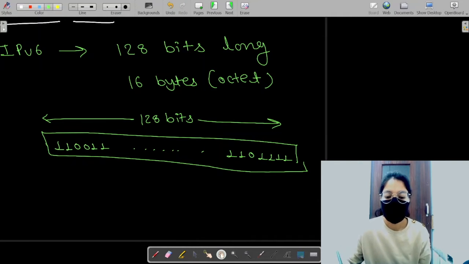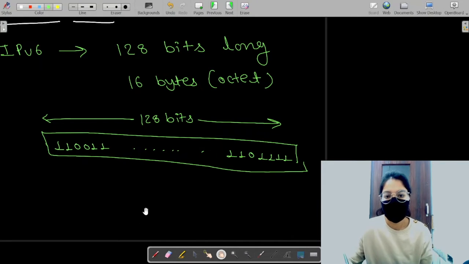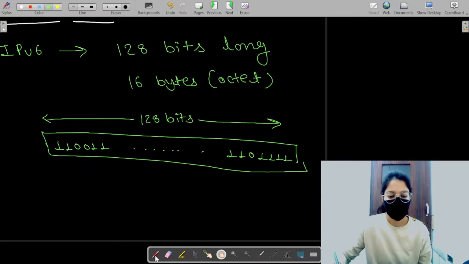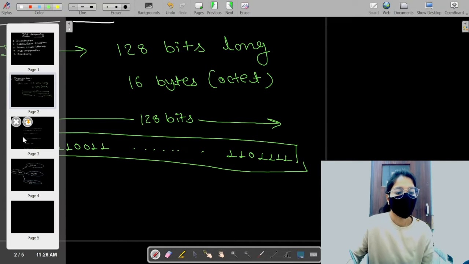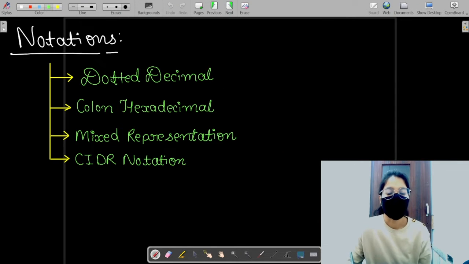Okay, so we will divide it into some notations. Actually, we know computers store addresses in binary form, but when humans are handling addresses, they divide them into some notations. So let's move on to notations. Notations have their own types. So we have 4 types of notations. First notation is dotted decimal notation. Second is colon hexadecimal. Third is mixed representation, and fourth is CIDR notation.